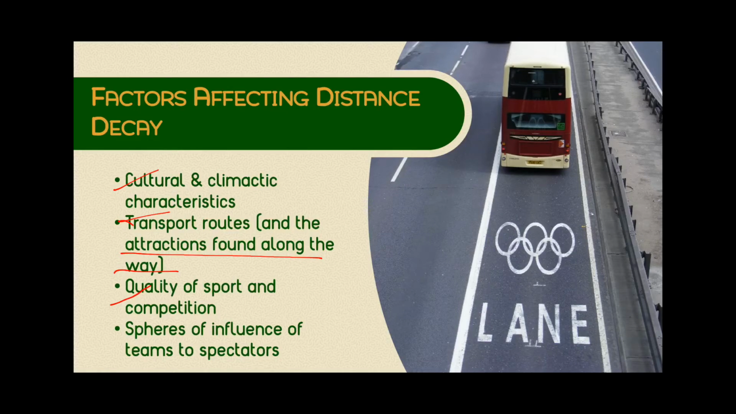Next is spheres of influence of teams to spectators. No, for instance, you really want to support the team, and of course, the team is also very much closer to their fans and their spectators. The tendency is that the spectators will follow where the team goes for them to support the team, diba? So, the influence that the team has on the spectators will of course influence the decreasing of the distance decay.